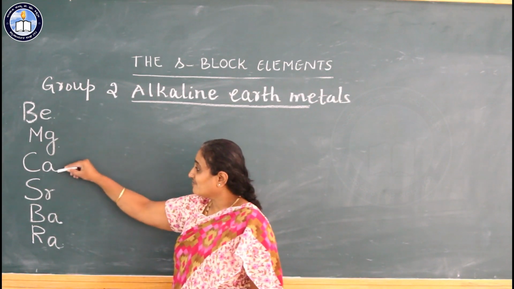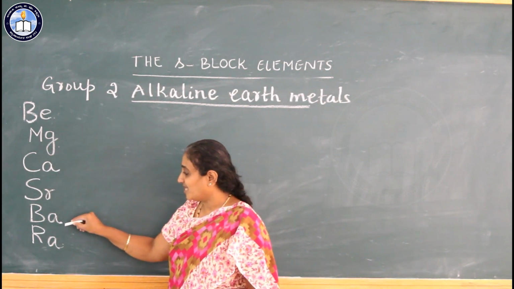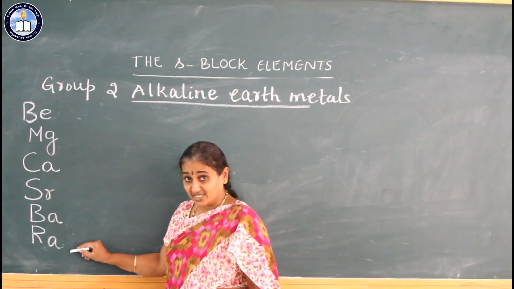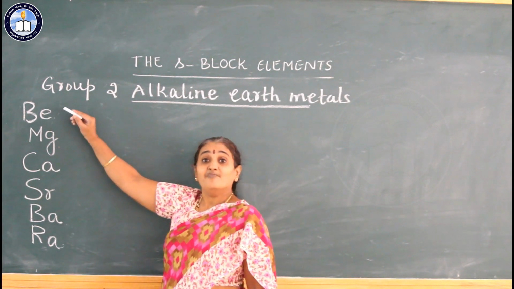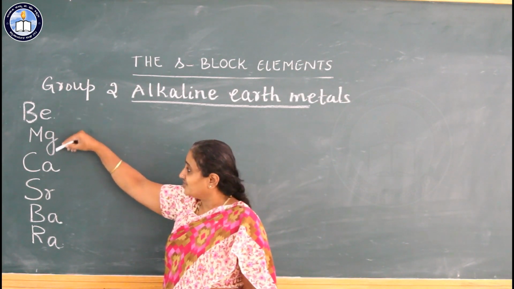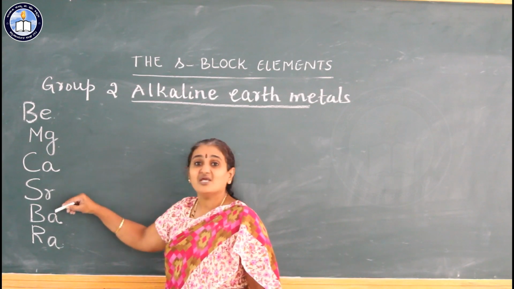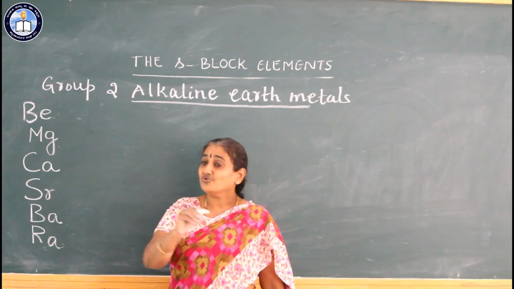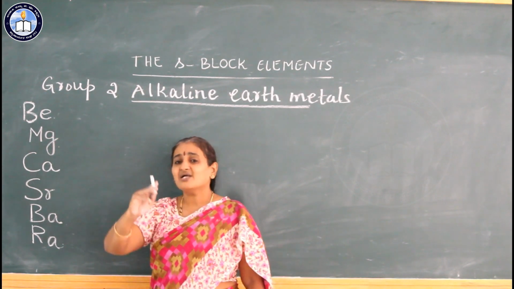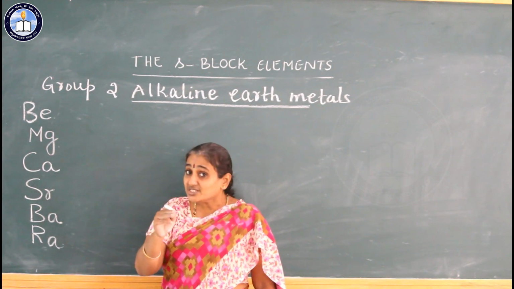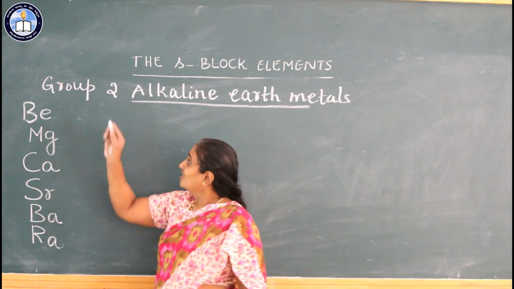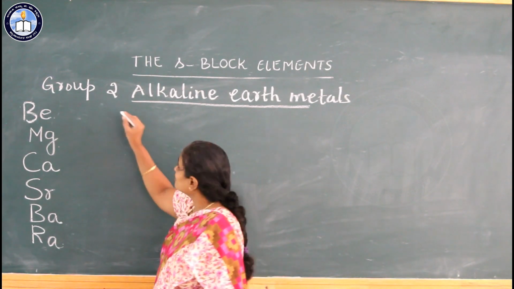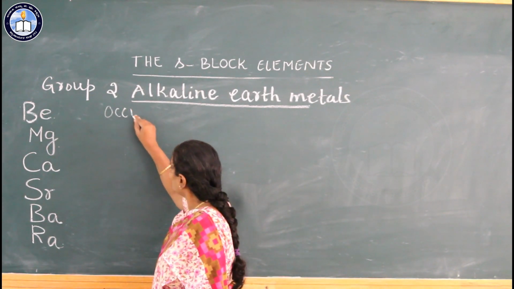Beryllium, magnesium, calcium, strontium, barium and radium. Of these, beryllium is a little bit different from the other elements of that particular group, and also beryllium shows diagonal relationship with aluminum.